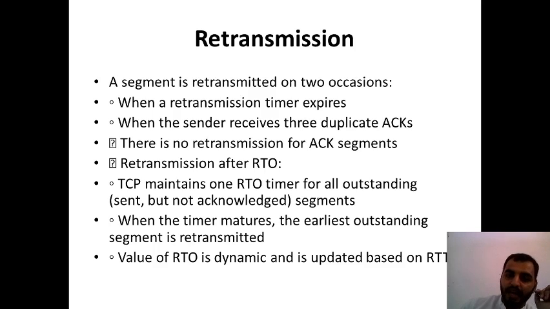A segment is retransmitted on 2 occasions. When the transmission timer expires, like if I am saying hello, you are receiving hello after 1 hour, 2 hours, 3 hours, it means the time by which it should come, it is not coming. It means the transmission timer has expired. For that reason retransmission can happen. The second reason is when the sender receives 3 duplicate acknowledgements, then also retransmission happens. There is no retransmission of acknowledgement segments.